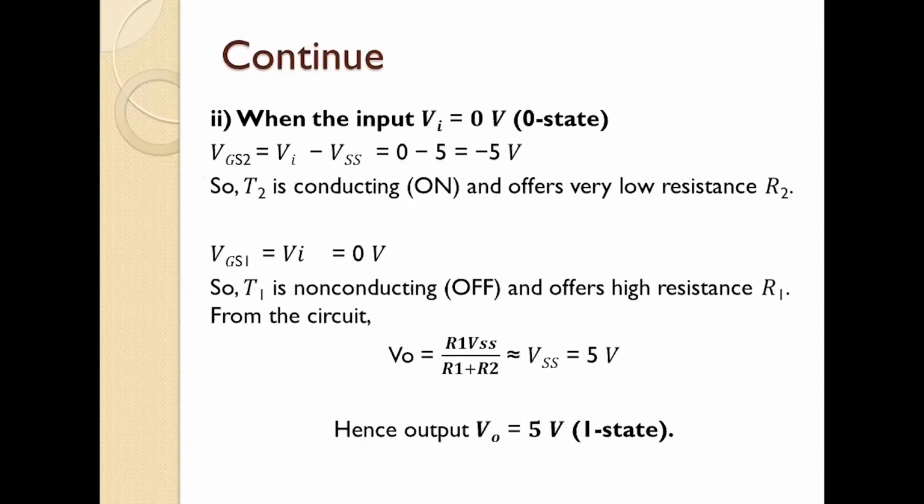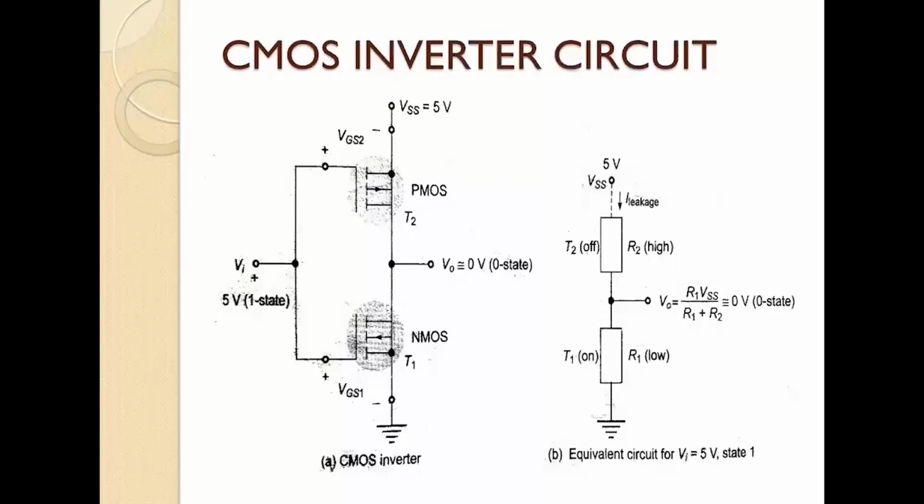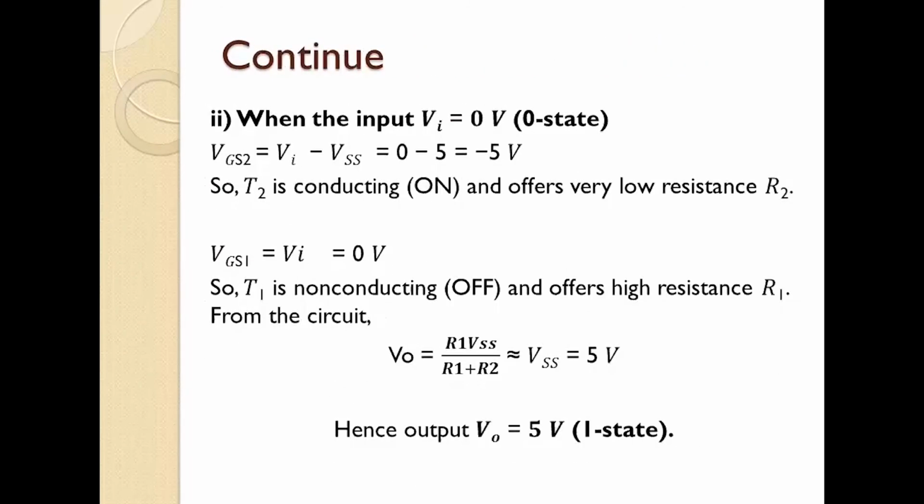Coming to case 2, when the input Vi equals 0 volt, what is your VGS2? VGS2 is equal to the same formula, Vi minus VSS. Vi is equal to 0, VSS is 5, 0 minus 5 is minus 5 volt. Therefore, your PMOS T2 conducts. If it conducts, it offers very low resistance. R2 is low. What is your VGS1? VGS1 is equal to Vi. What is your Vi? 0 volt.